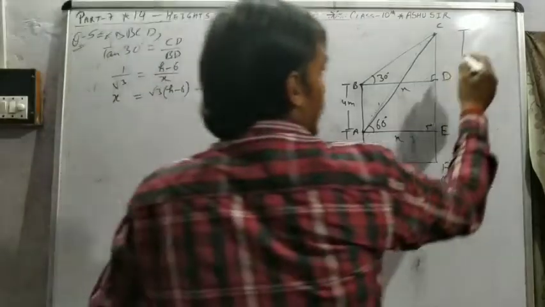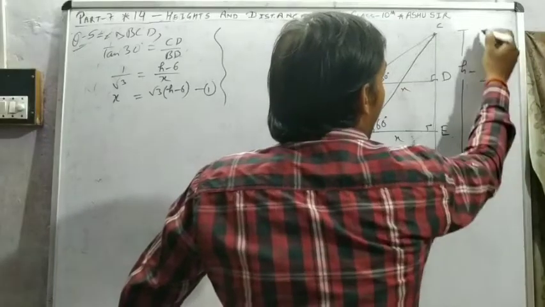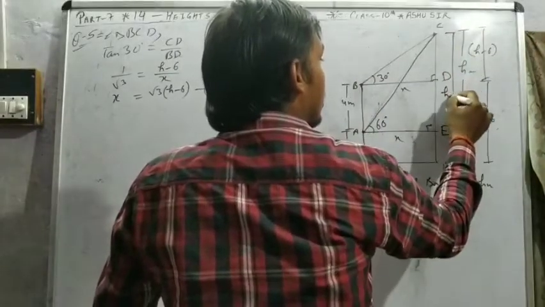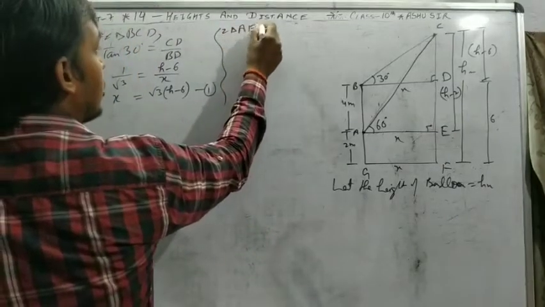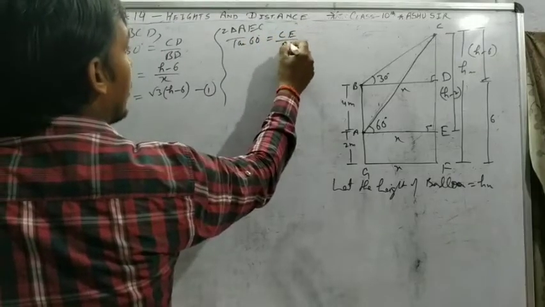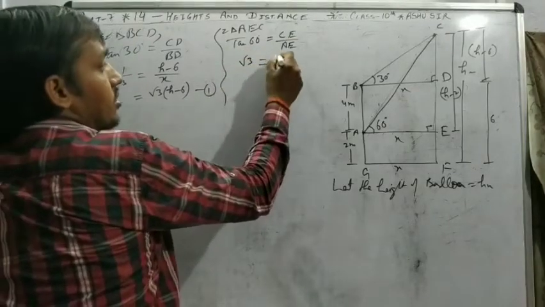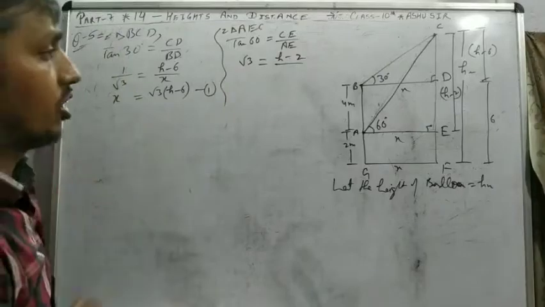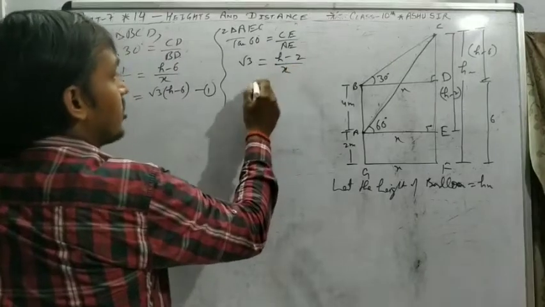Same, this whole part is 6, so the remaining part is H minus 6. Same for this, which is H minus 2. So use the next triangle AEC: tan 60 is CE upon AE, root 3 equals H minus 2 upon AE, that is X.